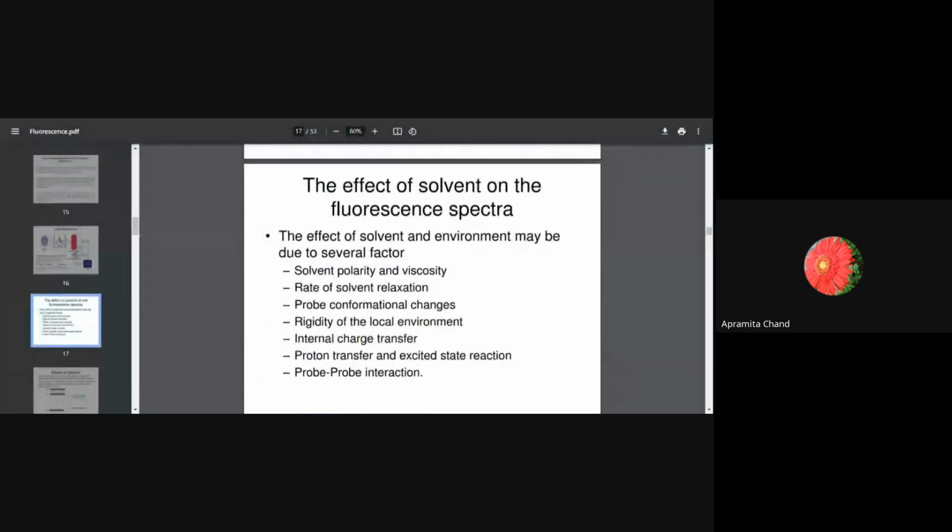Now, what can be the effect of solvent on the fluorescence spectra? What attributes of the solvent can have an effect? You can change the polarity and the viscosity of the solvent, and the fluorescence spectra will be affected. If the rate of solvent relaxation changes, then you can also expect changes. Rigidity of the local environment, probe interactions, and conformational changes of the probe can affect the fluorescence spectra. Also, proton transfer and excited state reactions as well as internal charge transfers can affect it.